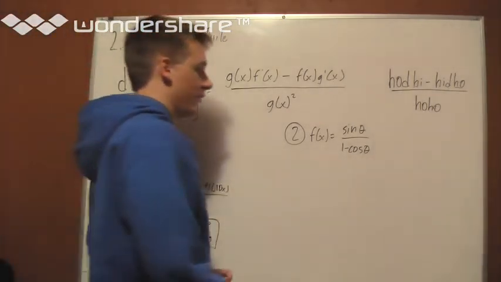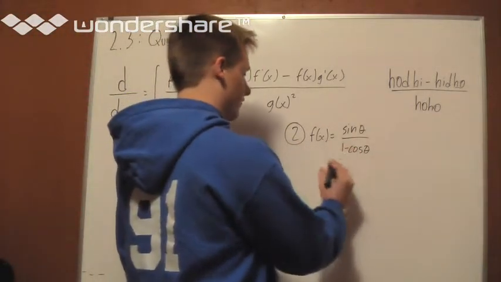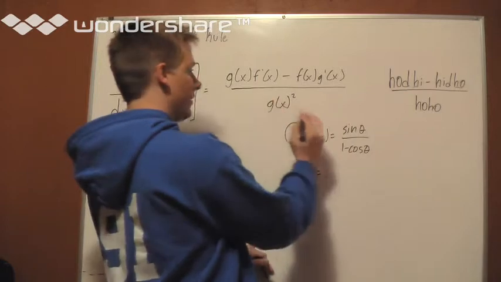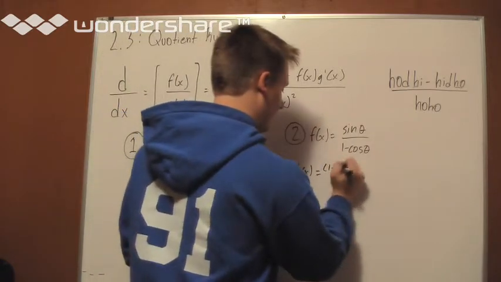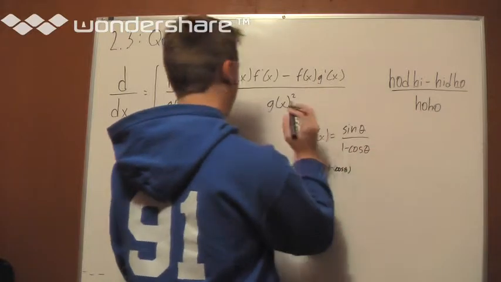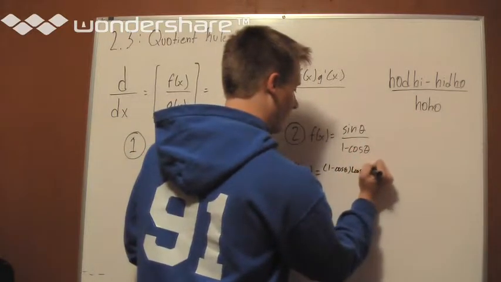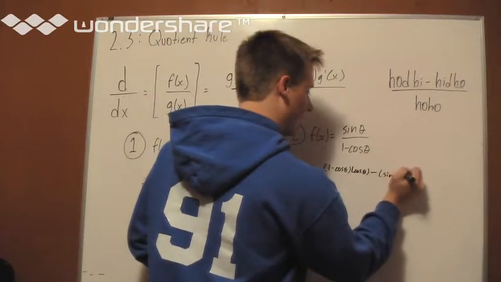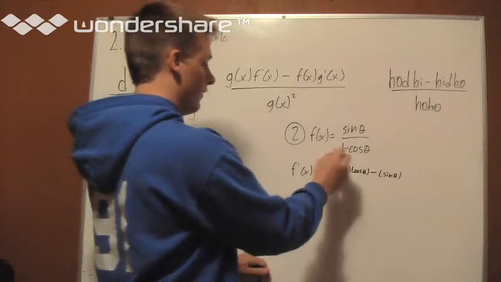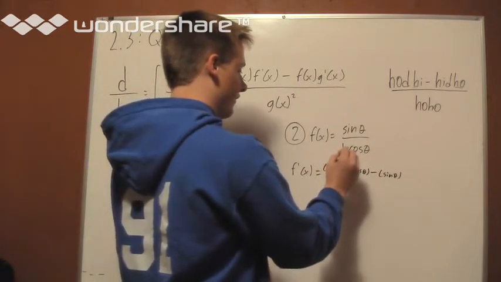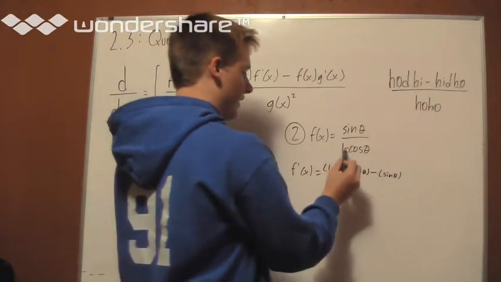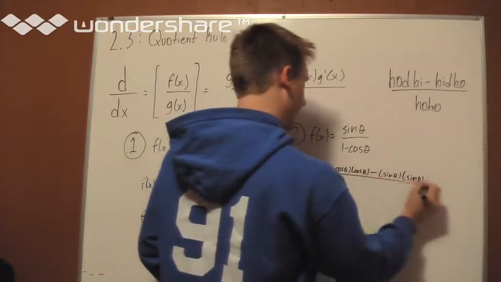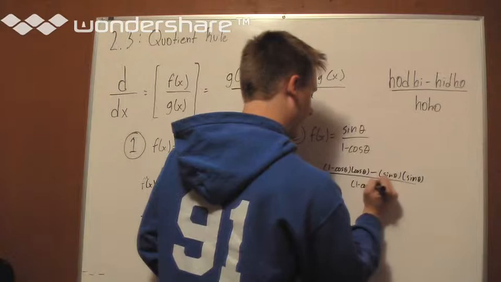Jumping into our second example, we have a trig function. Going into the derivative, we have the derivative of f of x equals, we leave the bottom like we do, 1 minus cosine theta, and then we take the derivative of the top, which is just cosine theta. And we subtract, we leave the top, sine theta, and we take the derivative of the bottom. The derivative of 1 is just 0, and the derivative of cosine is negative sine. And the negatives will cancel out, so you're just left with a positive sine theta. And then all of this is over 1 minus cosine theta squared.